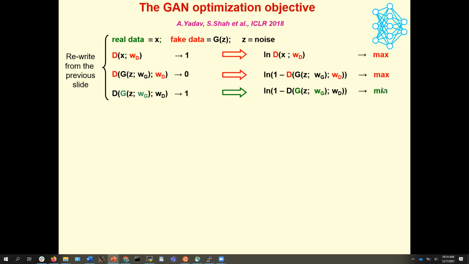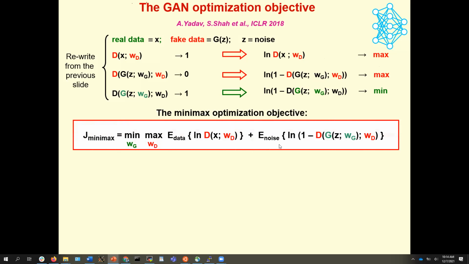And these 3 relationships can now be rewritten as a single relationship, which is called the minimax optimization objective. Here we minimize this expression with respect to generator weights, but we maximize with respect to discriminator weights. So it's basically equivalent to these 3. I will finish this slide and then we will make a stop.